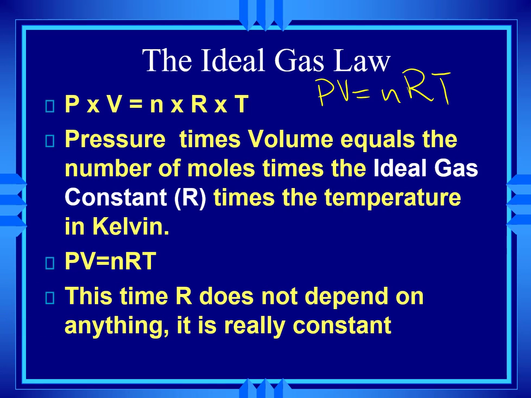Okay, this time R doesn't depend on anything. It's really constant. So that means if I've got a set of conditions where I know the temperature, the pressure, the volume, and the number of moles, I can figure out R. Right? I know a place where I know the pressure, the temperature, volume, number. Hey, there is a place where we know all those things.